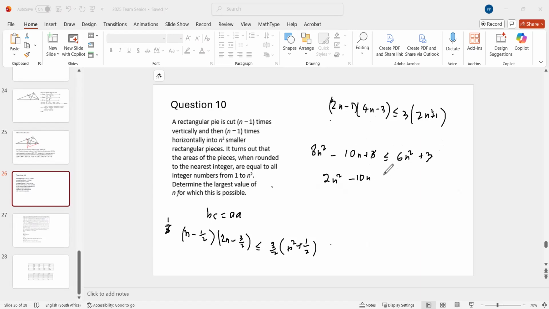minus 10n is less than. It's actually strictly less than, because I had n minus half less than c. It's important to say it's less than. Very important. Less than 0. And you can cancel the n's because n is a positive integer. So you get n minus 5 is less than 0, and n is less than 5. So the largest value of n for which this is possible is 4. Answer is 4.